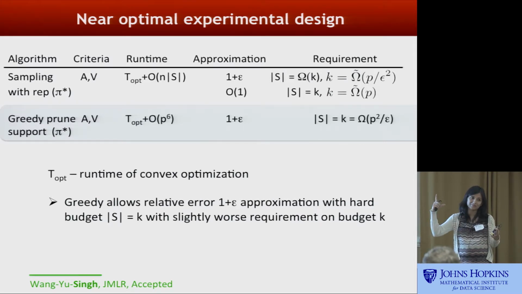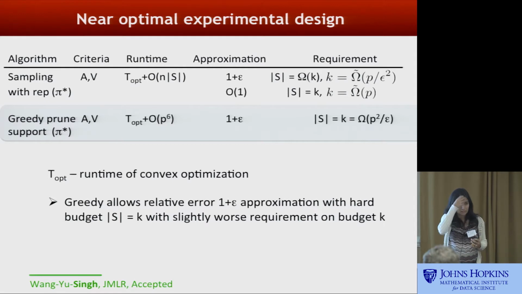Ideally, we would like to get p, because you only need as many equations as unknowns, right? And there are p unknowns. So what we do is we actually do a greedy pruning of that support. You apply the greedy procedure from Avron and Boutsidis on the support, and we can show that you actually get an improvement. You can get 1 plus epsilon with a hard budget constraint, where your budget k scales like p squared over epsilon. Yes?